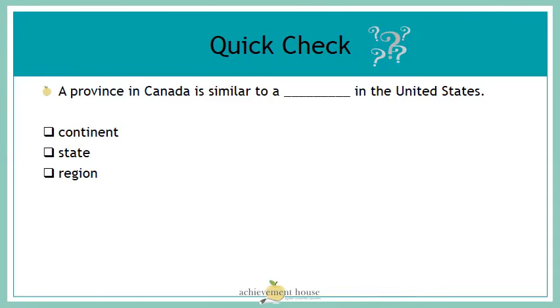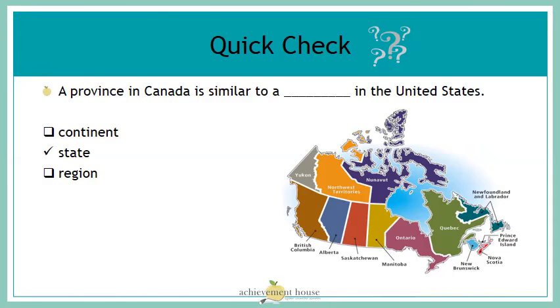A province in Canada is similar to a blank in the United States. Continent, state, or region. If you said state, you'd be correct. A province in Canada is similar to a state in the United States. And remember, Canada is divided into 10 provinces.